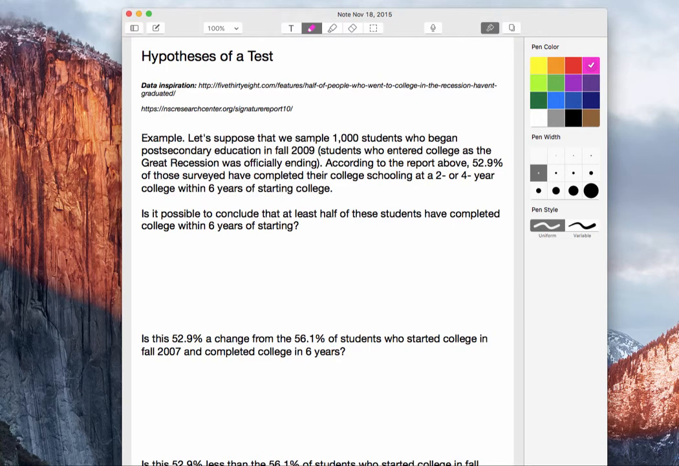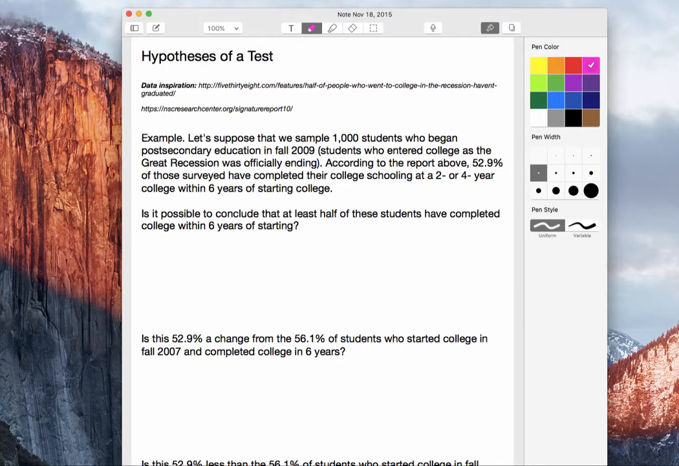So according to this report, 52.9% of those surveyed have completed their college schooling in a 2 or 4 year college within 6 years of starting college. So graduating within 6 years at some sort of institution. That rate is 52.9%. So the question is, is it possible to conclude that at least half of these students have completed college within 6 years of starting?